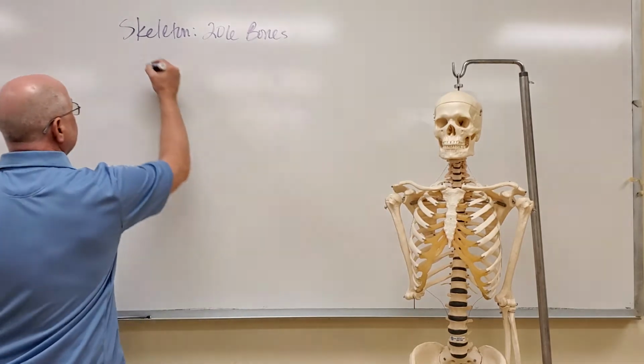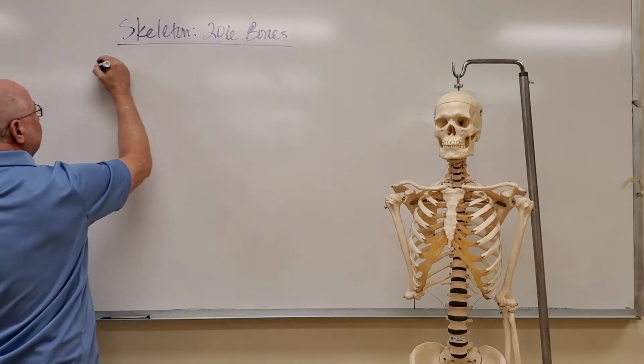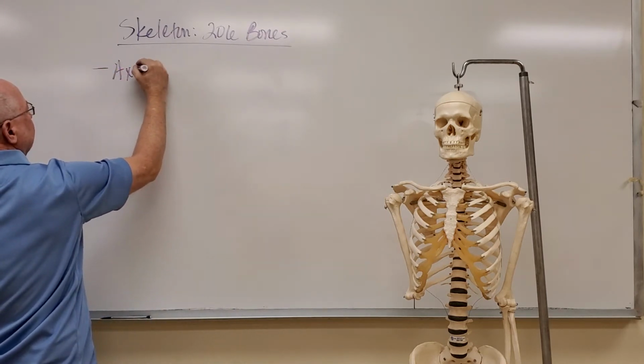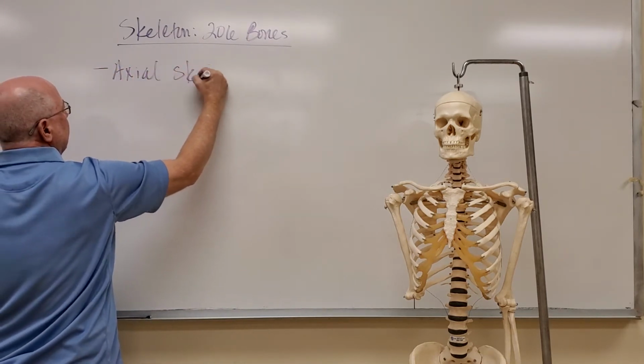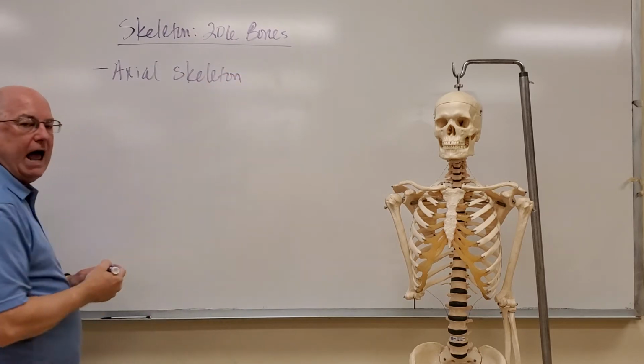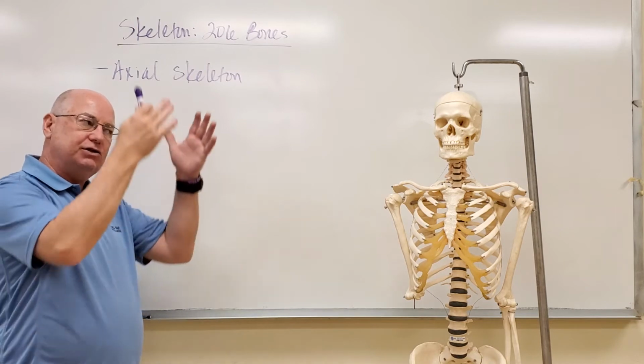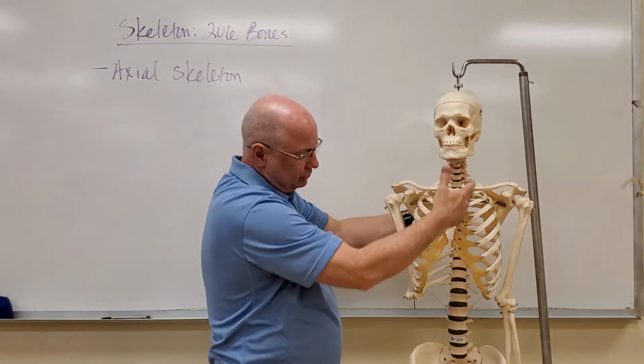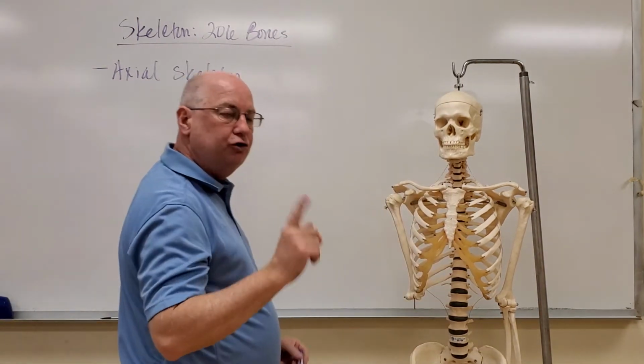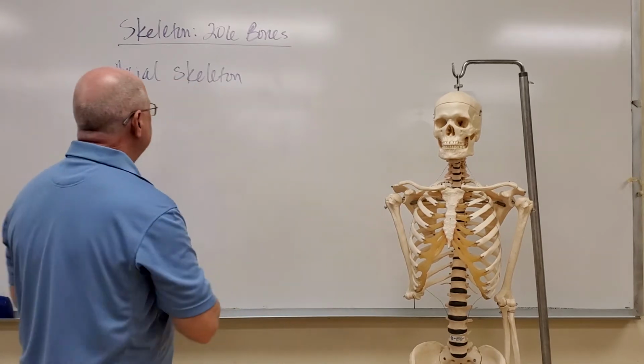Now, the skeleton is divided into two regions. There's what we call the axial skeleton. The axial skeleton gets its name from the word axis. Just like the earth rotates on its axis, this is the center line of the skeletal system right down the middle here. You should know which structures are found in the axial skeleton.